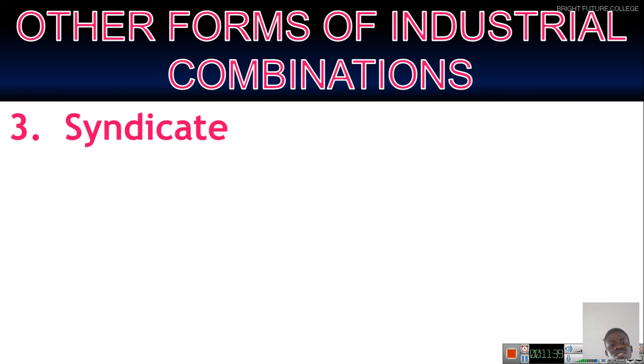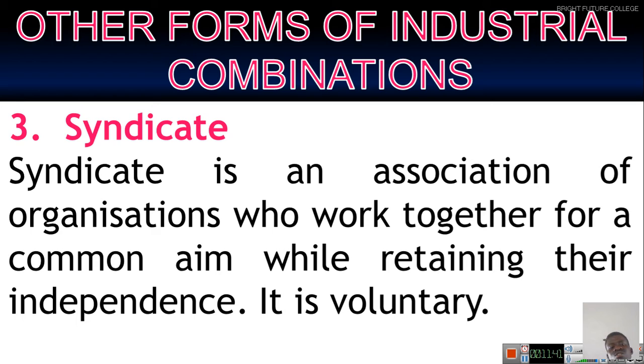We look at syndicates. Syndicate is an association of organizations who work together for a common aim while retaining their independence. It's voluntary. It's something close to consortium. Syndicate is close to consortium, but it's different because once the aim or the goal of coming together is achieved, the association is no more together. They will disengage from each other. So that's what makes syndicates different from consortium.